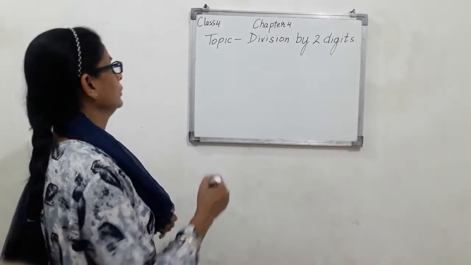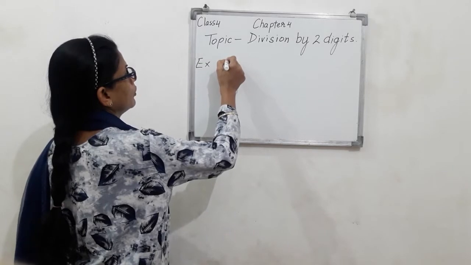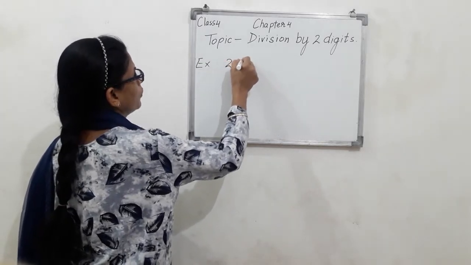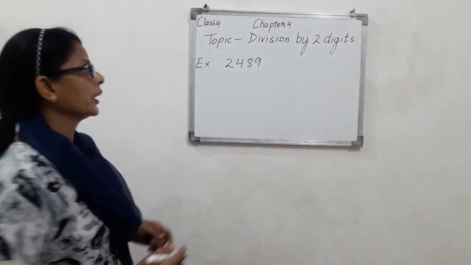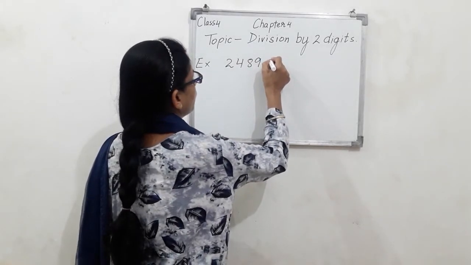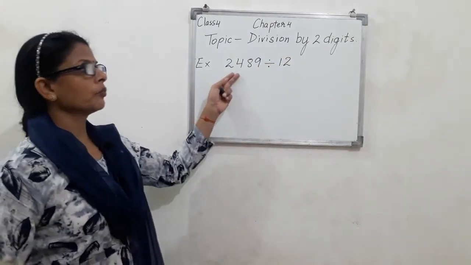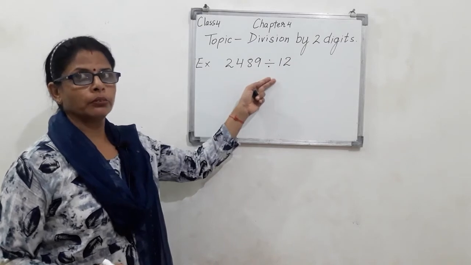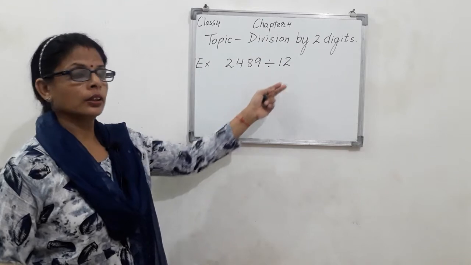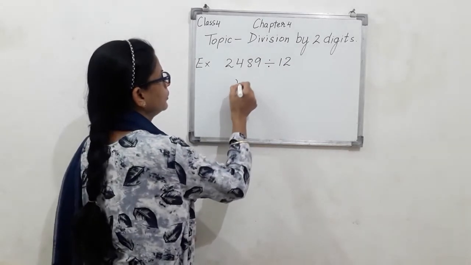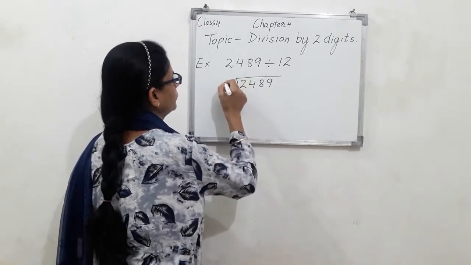For example, the question is 2489 divided by 12. We have to divide 2489 by 12. So this is the dividend and this is the divisor. We'll write the dividend inside and the divisor outside.